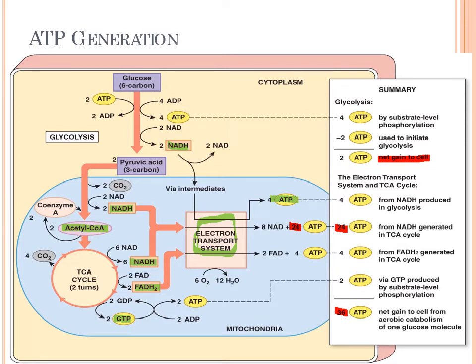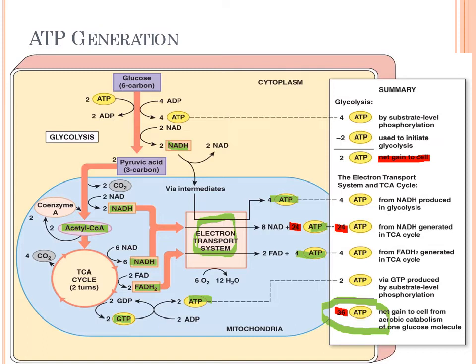The 8 NADH from here are going to generate 20 ATP. And then the 2 FADH2 are going to generate 4 ATP. And then our 2 GTP are going to get converted to 2 ATP. So our net gain is going to be 32 ATP.